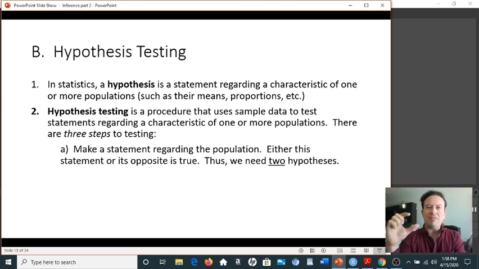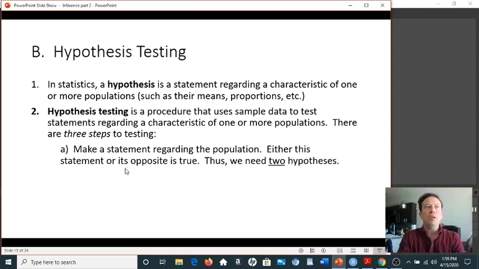So like any scientific experiment, you need a hypothesis. So you have to make a statement regarding the population. Now, either this statement or its opposite is true, right? So if the statement isn't true, then that means its opposite is true. If the statement is false, then the opposite is true. So in other words, in a hypothesis test, you need two hypotheses.